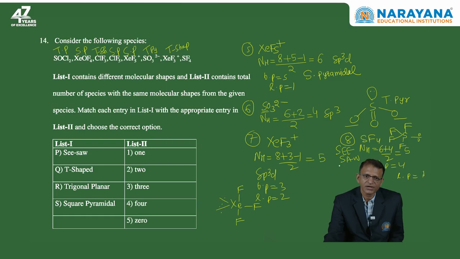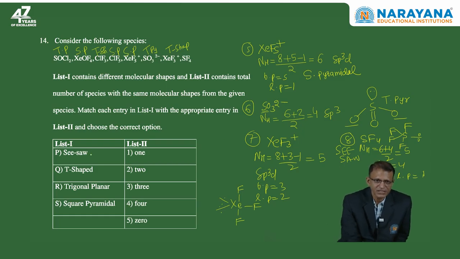So now let us try to find the matching seesaw molecule. We have found 1, so P should be matched with 1. Then T-shaped molecules, we have found 2. T-shaped molecules should be 2. Then trigonal planar: if we see, there is no trigonal planar molecule, so there are 0 molecules having trigonal planar geometry.